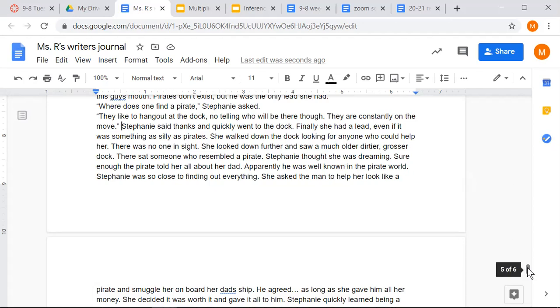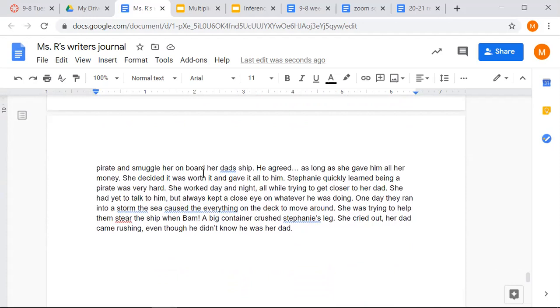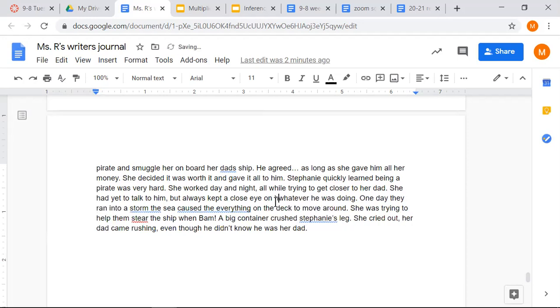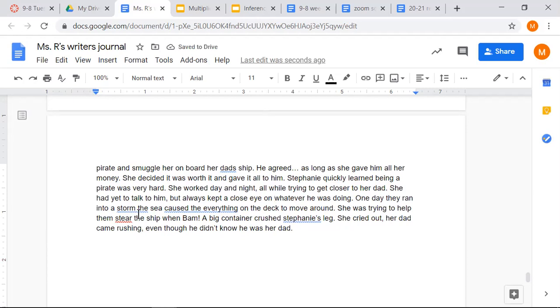She asked the man to help her look like a pirate and smuggle her on board her dad's ship. He agreed, as long as she gave him all of her money. She decided it was worth it and gave it all to him. Stephanie quickly learned being a pirate was very hard. She worked day and night, all while trying to get closer to her dad. She had yet to talk to him, but always kept a close eye on whatever he was doing. One day, they ran into a storm. The sea caused everything on the deck to move around. She was trying to help steer the ship when bam, a big container crushed Stephanie's leg. She cried out. Her dad came rushing, even though he didn't know he was her dad.